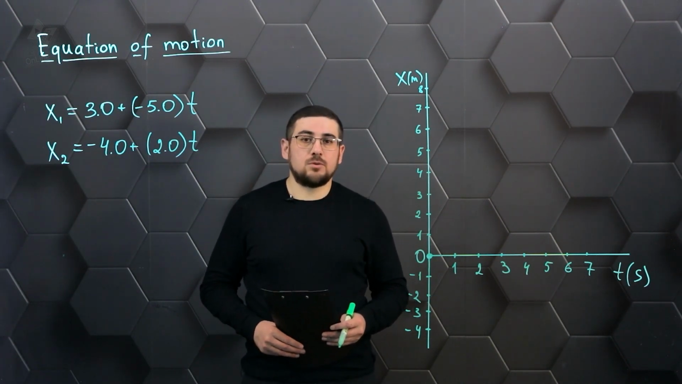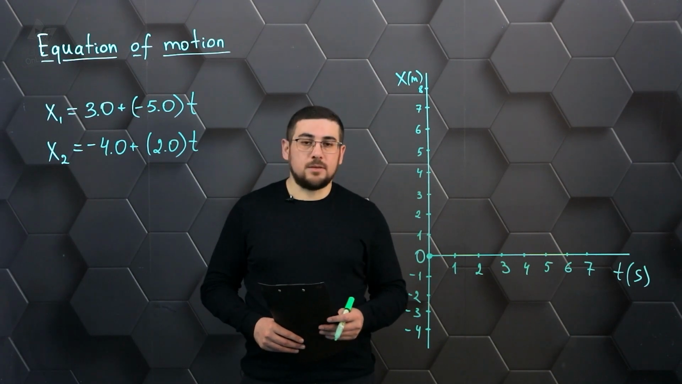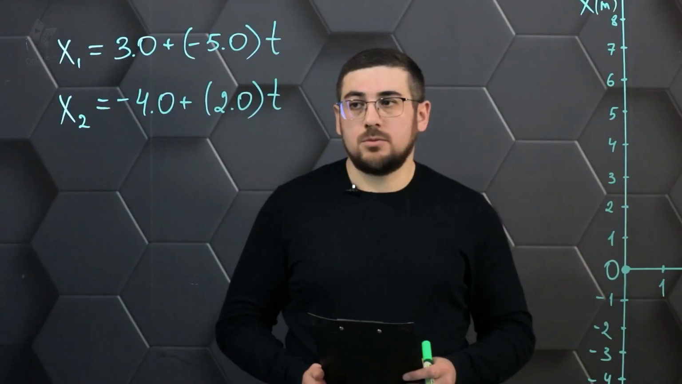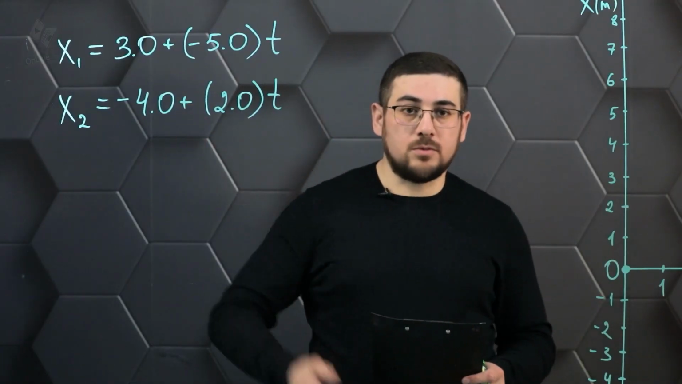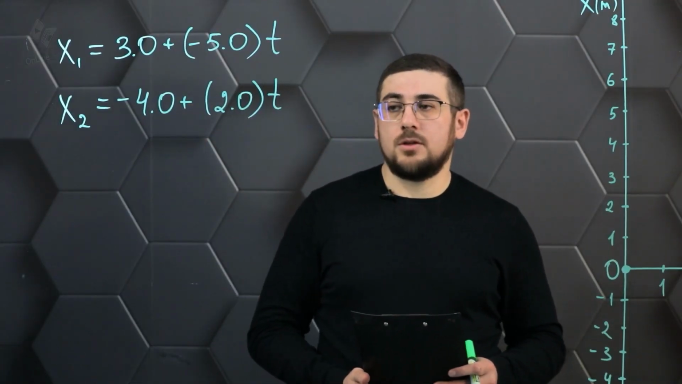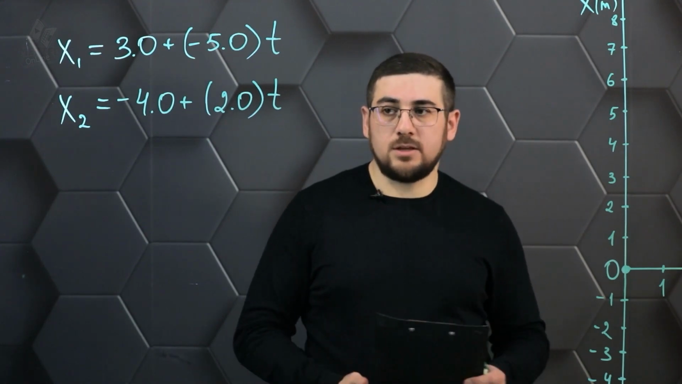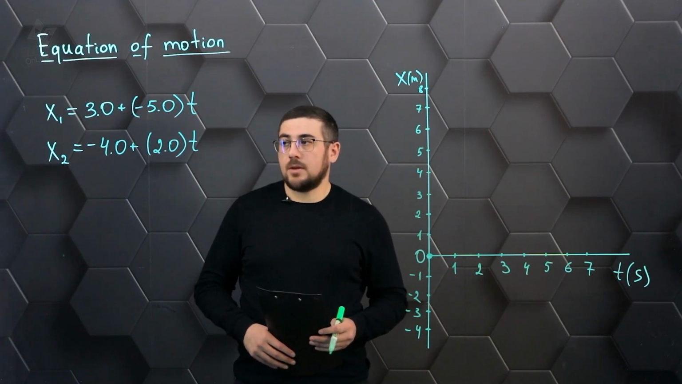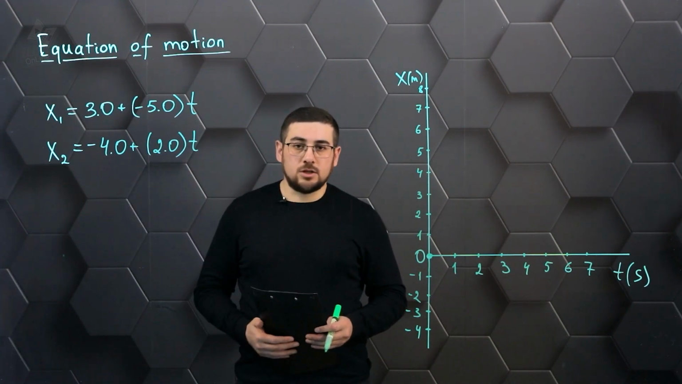How can we solve such a problem? You and I will consider two ways of solution. One way is called the analytical way. That is, we will be able to use the equations themselves to determine these parameters. That is, the place and time of the encounter. And we'll also see how it looks graphically. Let's start with the analytical method.